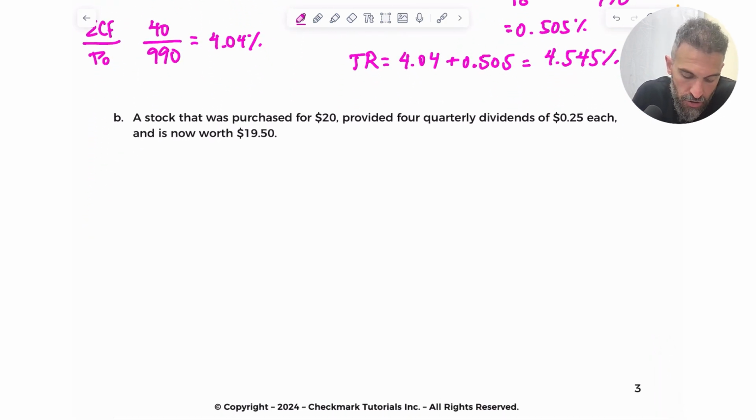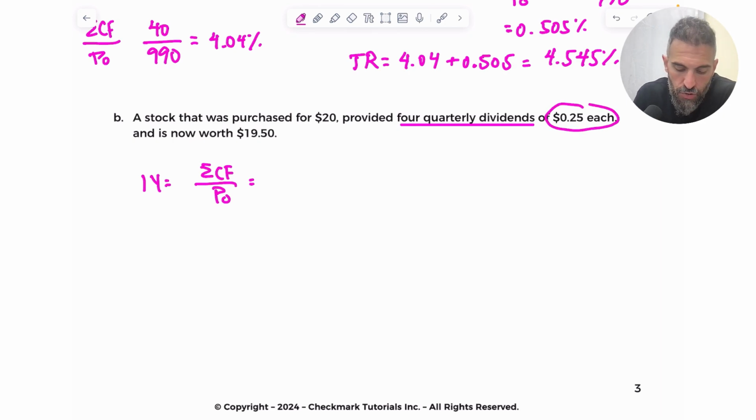Now here you want to pay attention to the fact that the dividends are quarterly, and therefore every year you would collect 4 dividends. So if you wanted to calculate the income yield, and you have sum of cash flows over P0, in this case the sum of the cash flow would be 25 cents 4 times because you had 4 quarterly dividends that you collected. So 4 of those, and you had originally purchased it for $20. That's a 5% income yield.